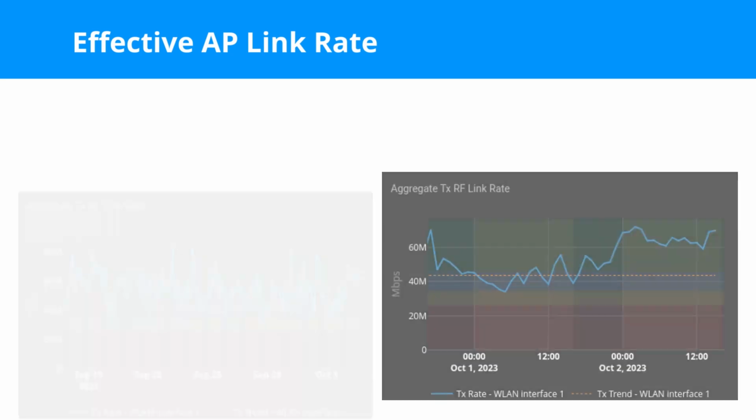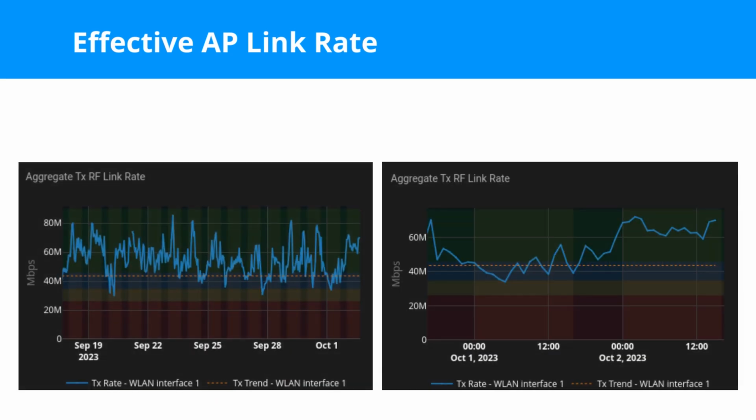In Preseem, we have a model of this where we look at who's transmitting, at what modulations, at what times. With all that combined together, we can build this model of the effective link rate of the AP at a given time. Both of these charts are from the same access point. The one is about 7 days wide, and the one on the right is about 2 days wide.